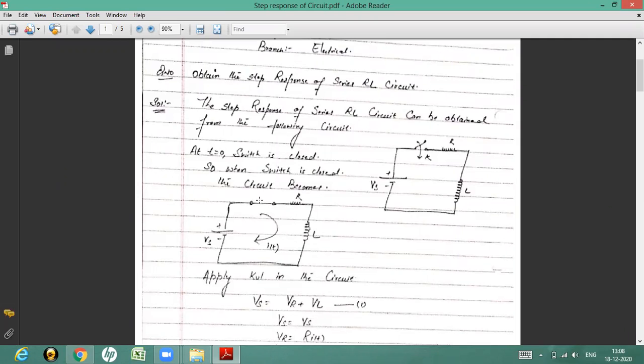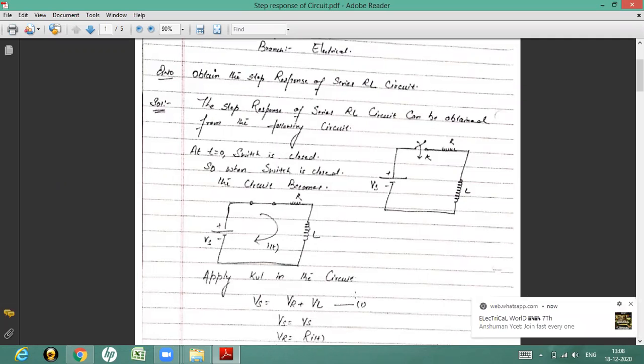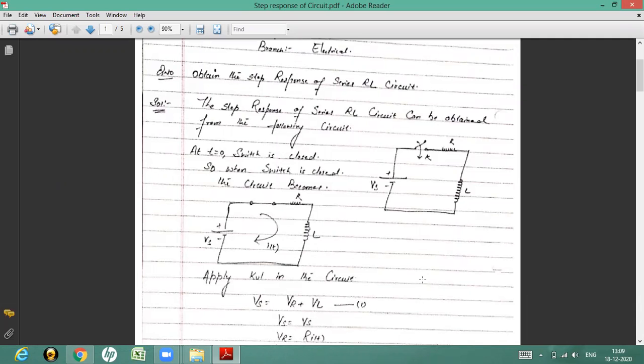And since we know that the current flowing through the inductor is largely dependent upon time, we can take this current as i of t instead of I. The reason being, in case of a resistor the current is not dependent upon time, but in case of an inductor the current is dependent upon time. So that is why we are taking the current in terms of i of t instead of current I.